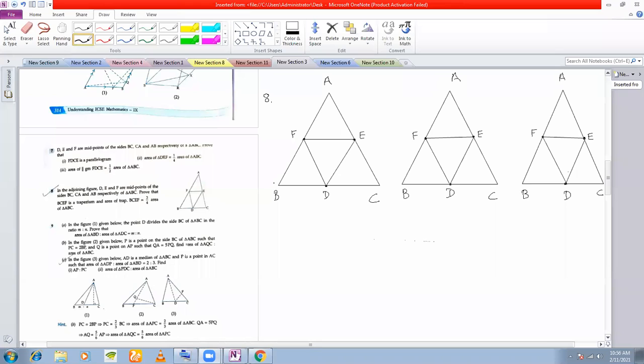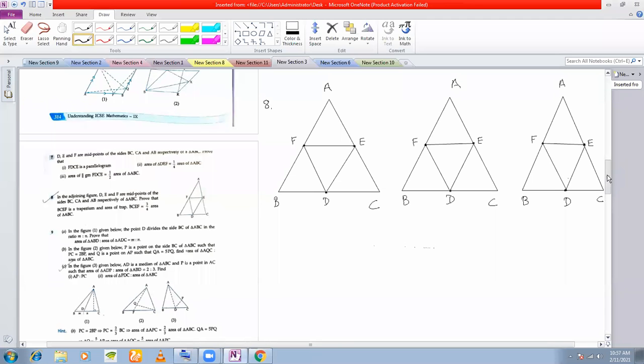In the figure, excuse me, sir. Yes, sir, have you joined BC? Join what? B and C. B and C. For which one, sir? The first triangle, first. Yes, all three are identical. Okay, sir. Here it is shown and it is not joined.